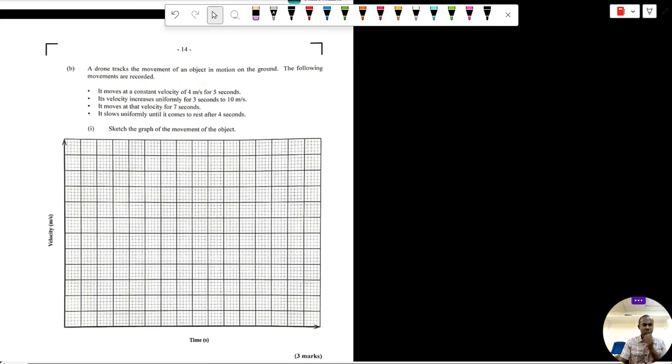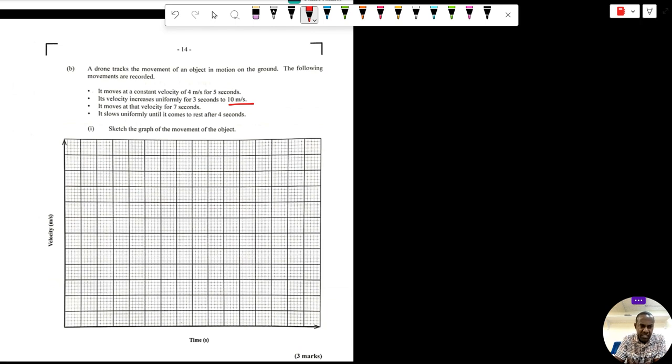Part B says a drone tracks the movement of an object in motion on the ground. The following movements are recorded. First one, it moves at a constant velocity of 4 meters per second for 5 seconds. Its velocity increases uniformly for 3 seconds to 10 meters per second. That's the second stage. The third stage, it moves at that velocity for 7 seconds. And by that velocity, they're talking about the 10 meters per second. So we have to read the question carefully. And lastly, it slows uniformly until it comes to rest after 4 seconds.